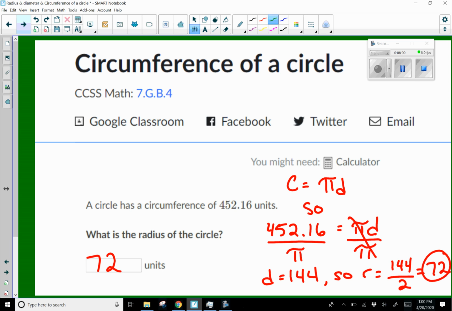So I'm starting with my formula, pi times diameter. I'm going to plug in what I know. I know my circumference is 452.16, and that's going to be equal to pi times diameter. To get my diameter by itself, I'm going to divide both sides by pi again. They cancel out on the right-hand side, and on your calculators, if you type in 452.16 divided by 3.14, you're going to get a diameter of 144. So we know our diameter is 144 units. To find my radius, I simply have to divide through by 2, and that's going to give me a radius of 72 units.